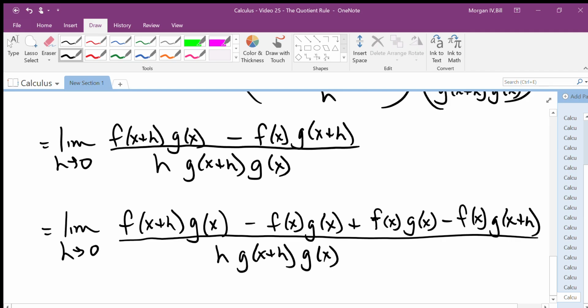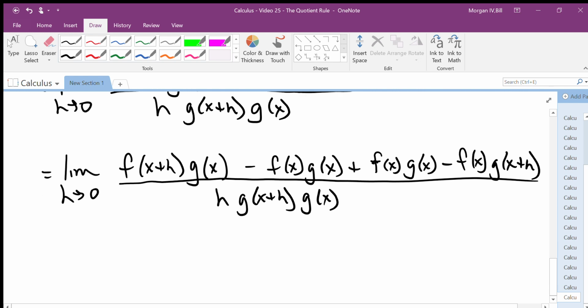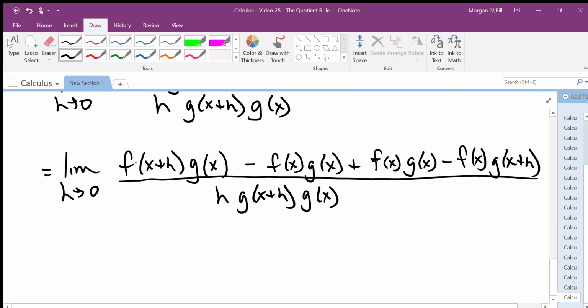All right, now let's see if we can organize this thing. In the first two terms of the numerator, they both have a g of x in common. So we're going to factor out that g of x. In the third and fourth term in the numerator, they both have an f of x in common. We're going to factor out that f of x. It's going to look something like this.